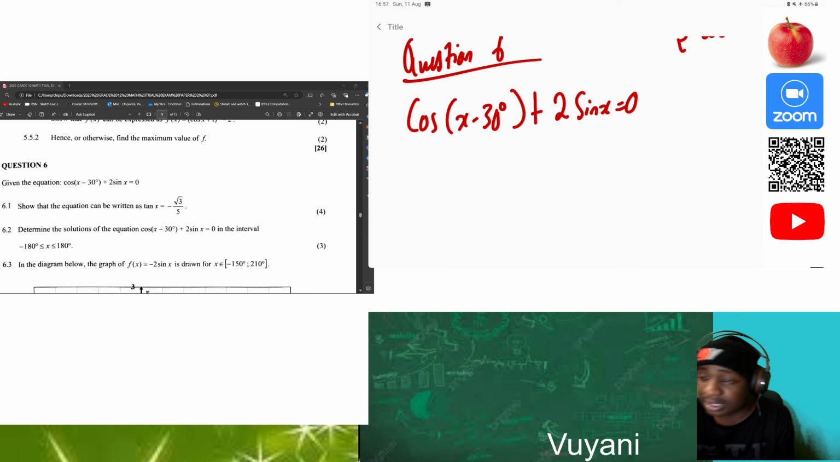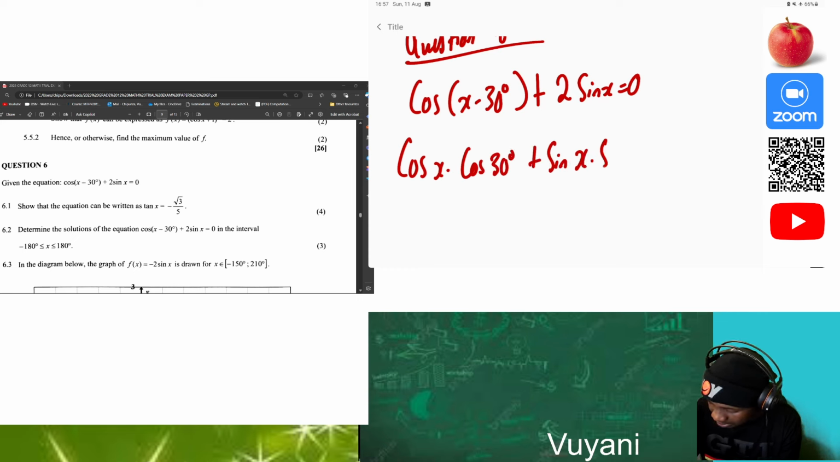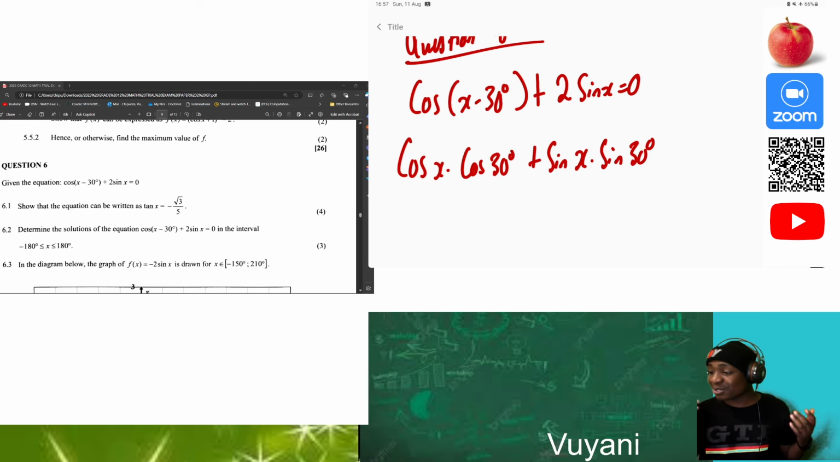Let's play around with this. So we know that this can be an identity, which is cos of x times cos of 30 degrees plus sine of x times sine of 30 degrees, then this is just a common angle because we want to show what they want us to show. We know how to solve this because we have been taught common angles.